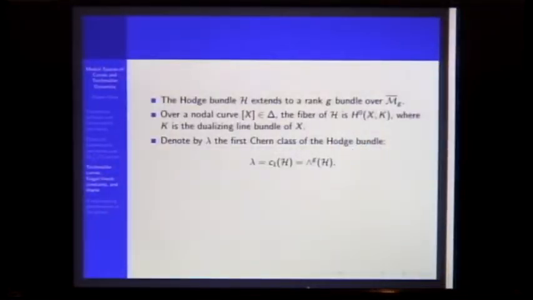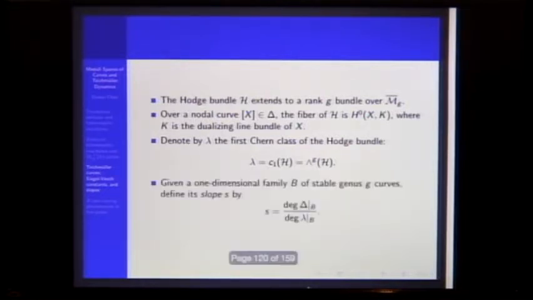So I can take the first Chern class to be lambda. Also, suppose now you give me a complex one-dimensional family B parameterizing stable genus g curves. There is an important index called the slope, denoted by s, given by the ratio of the degree of the boundary divisor delta restricted to B, divided by the degree of the lambda class restricted to B. So delta and lambda are divisor classes, and they have a degree when restricted to a one-dimensional family. So this s is a number.